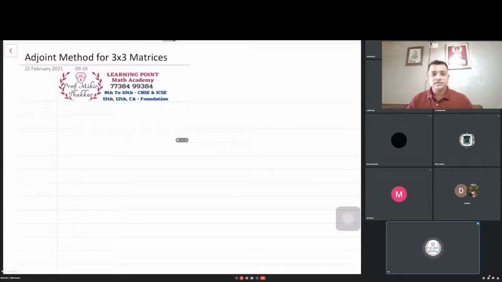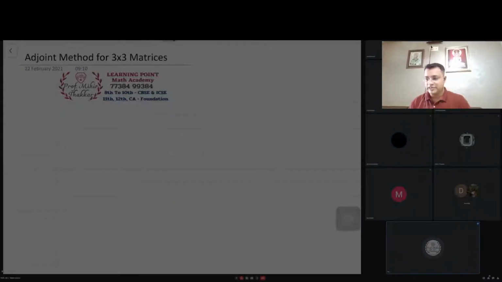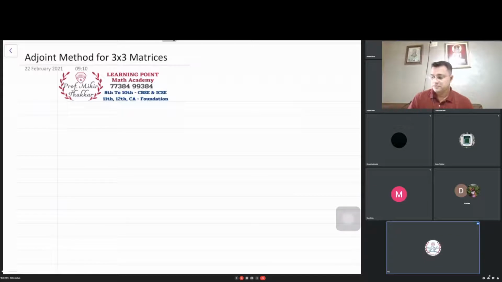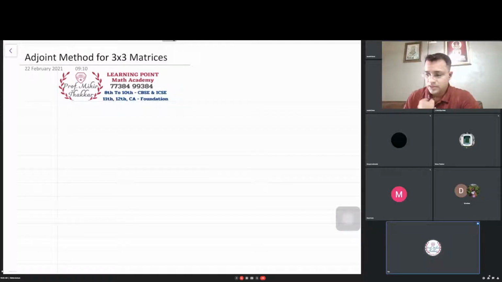So in the last class, I explained to you, in fact, I gave you the steps to solve the questions which had to find the inverse of a matrix with the help of the adjoint method. So let's continue with that today, guys. Yesterday we had seen a question which was based on a 2 by 2 matrix. Now today we will understand how to solve it for a 3 by 3 matrix.